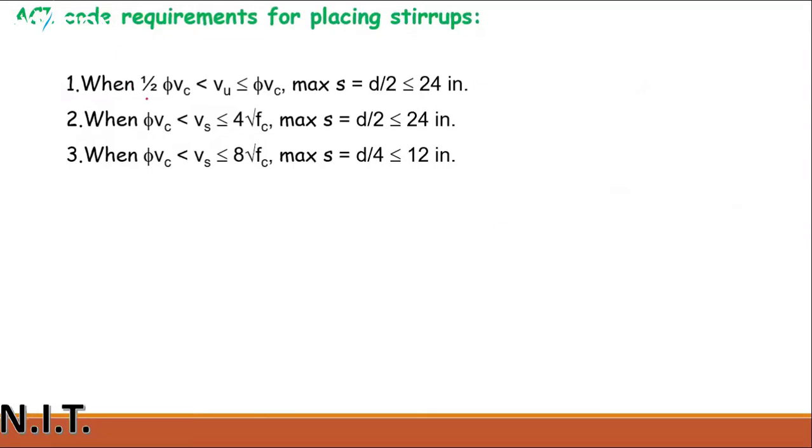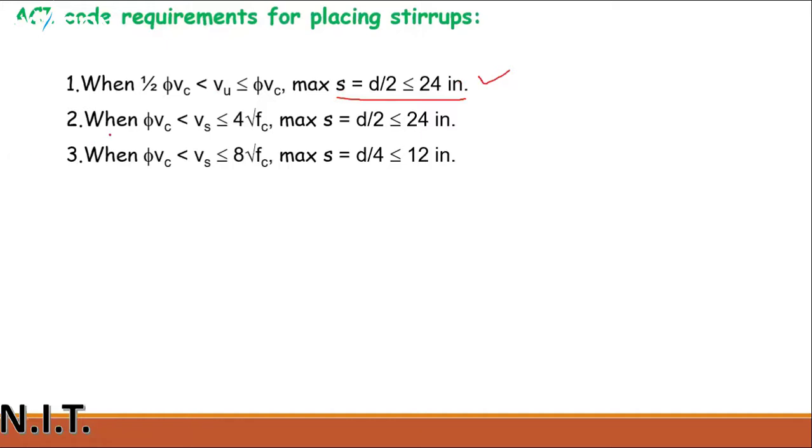When half φVc is less than Vu, or less than or equal to φVc, the maximum s can be 24 inches. If this condition is applicable, then you can use the maximum. You cannot use more than 24 inches. Your value should not be more than 24.